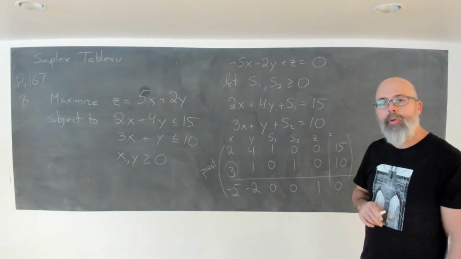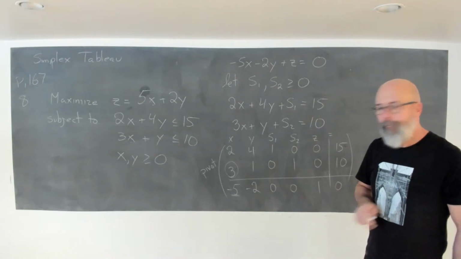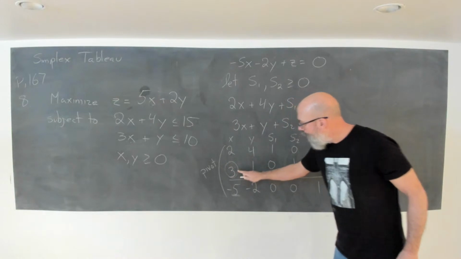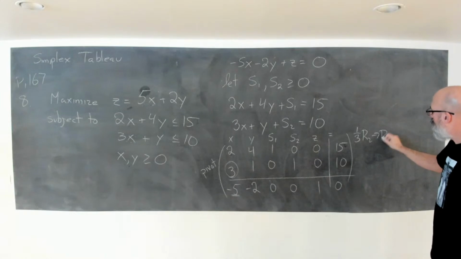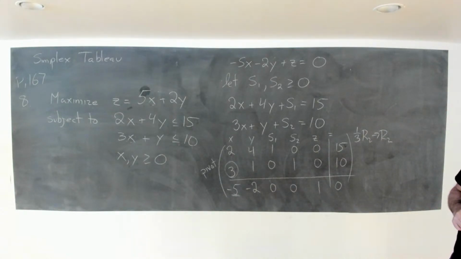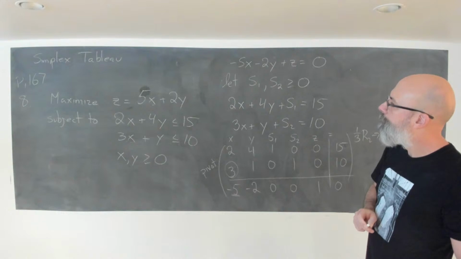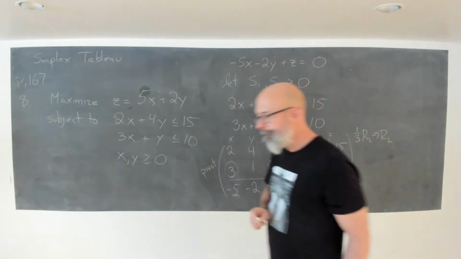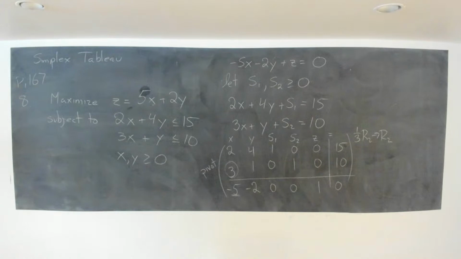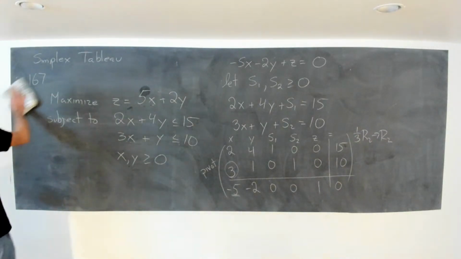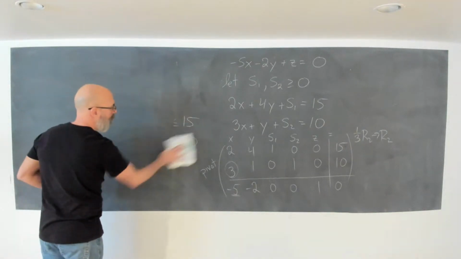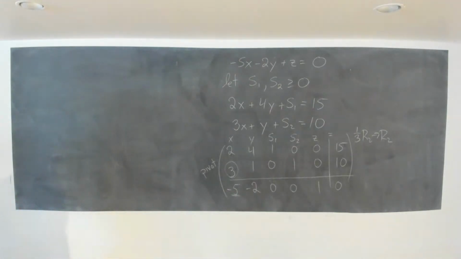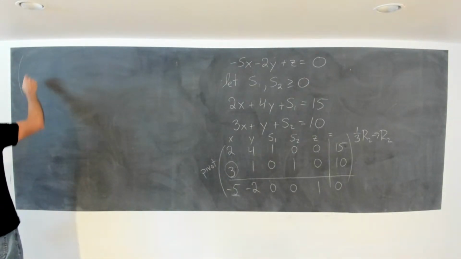The only thing we can do is divide here. So I'm going to change my pivot to a 1. 1/3 row 2 for row 2. So 1/3 row 2 for row 2, what do we get?